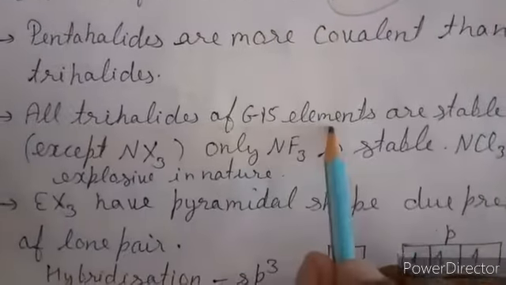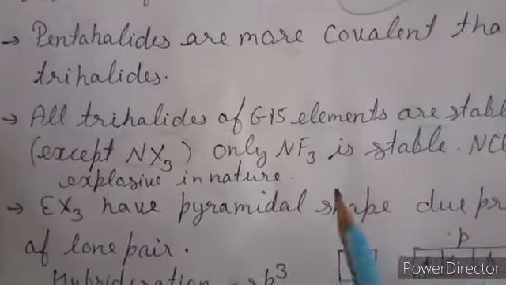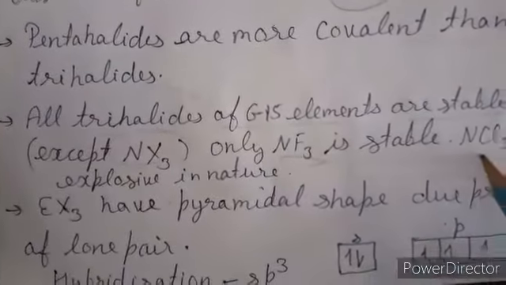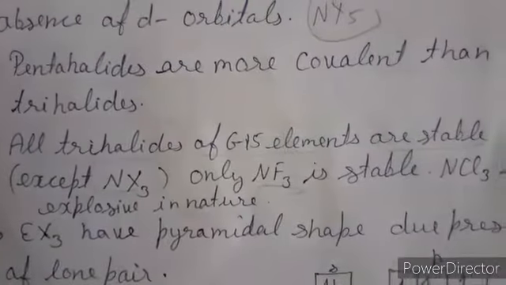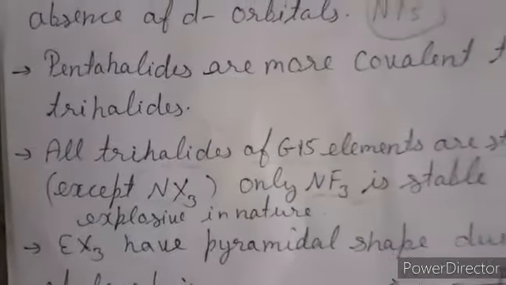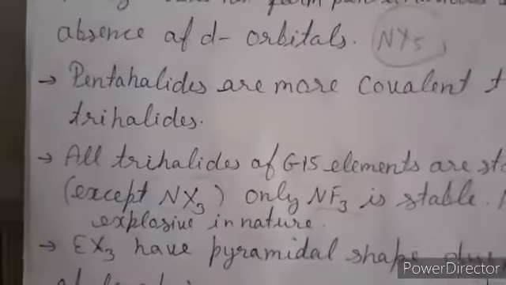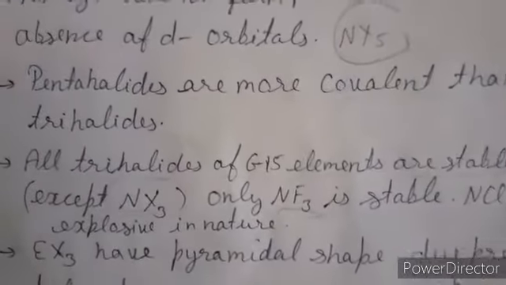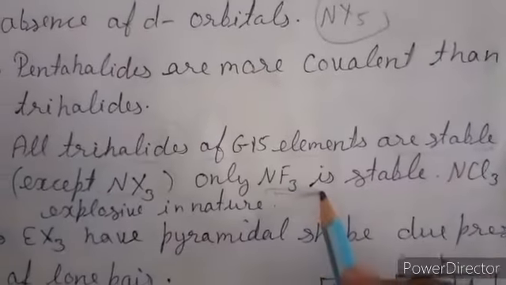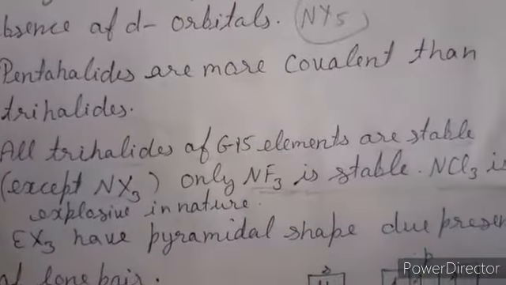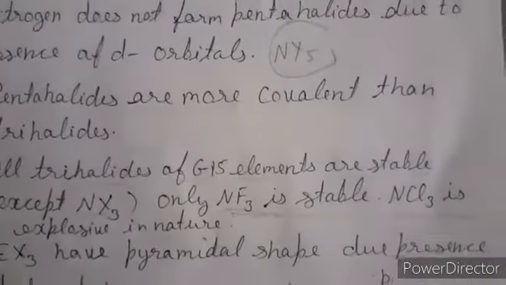So all trihalides of group 15 elements are stable except NX3. Nitrogen ਦੇ ਜਿਹੜੇ trihalides ਨੇ ਉਹ stable ਨਹੀਂ ਹੁੰਦੇ, only NF3 is stable. NCl3 is explosive in nature, NBr3 and NI3 are very unstable and not easily available. So ਇਸ ਕਰਕੇ ਸਾਡੇ ਕੋਲ ਜਿਹੜੇ ਬਾਕੀ trihalides ਨੇ, ਫਾਸਫੋਰਸ ਦੇ, ਅਰਸੈਨਿਕ ਦੇ, ਐਂਟੀਮਨੀ ਦੇ, ਬਿਸਮਥ ਦੇ, they are more stable than nitrogen trihalides. So NF3 is the only stable trihalide of nitrogen. NCl3 is explosive in nature, and NBr3 and NI3 are very unstable.